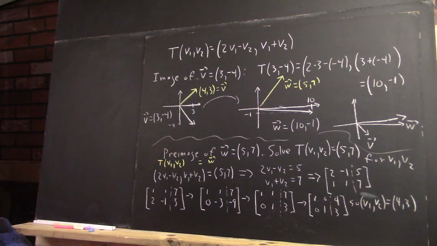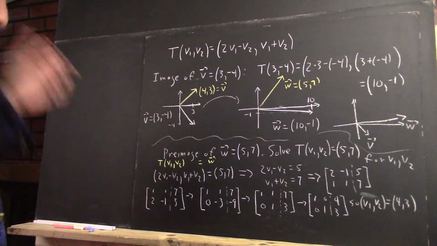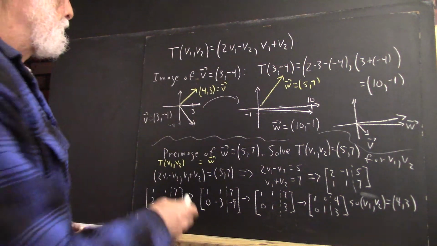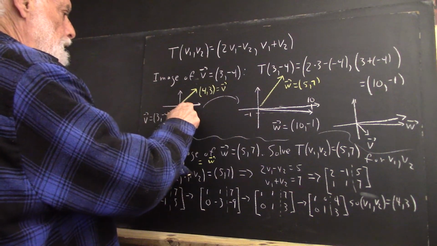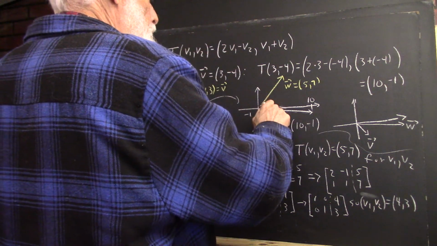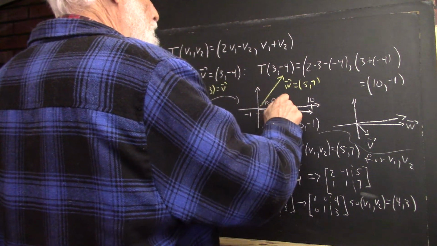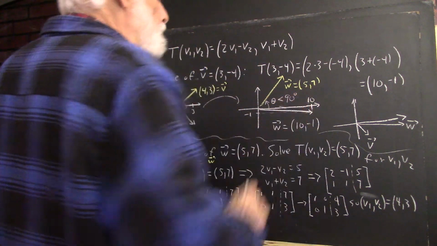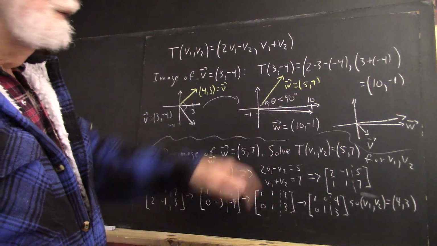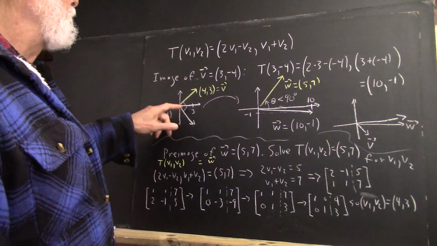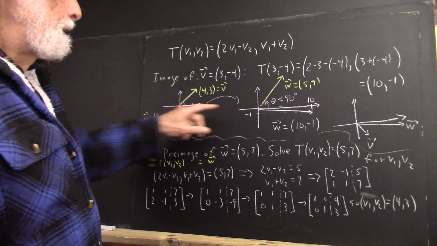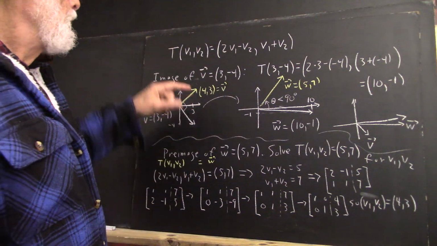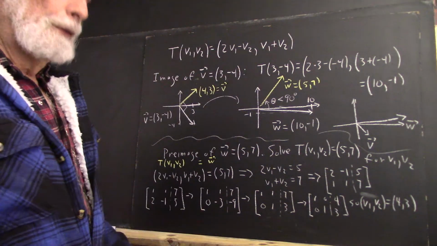Now note a couple of things. These vectors just happen to make a right angle, which is sort of convenient. This is a right angle. This angle is less than 90 degrees. So from the obvious comparison of these angles, we see that this transformation doesn't preserve angles.